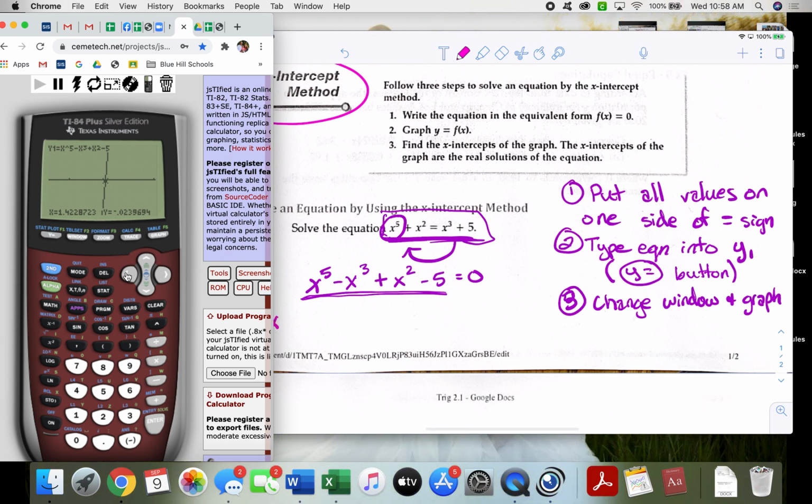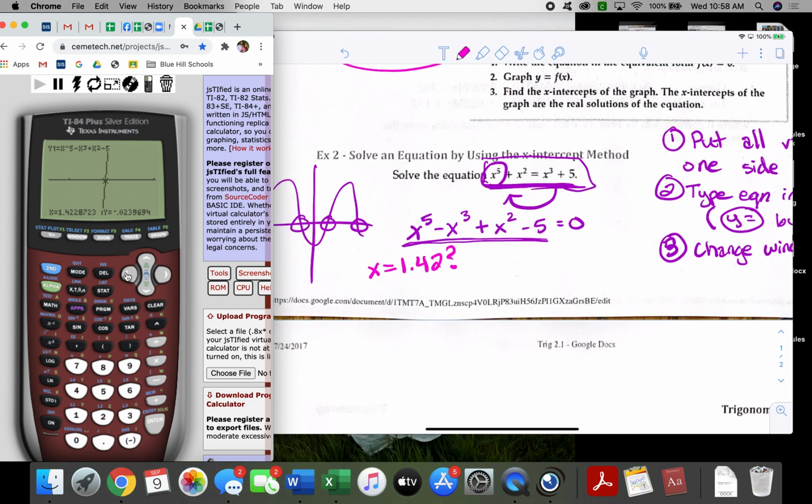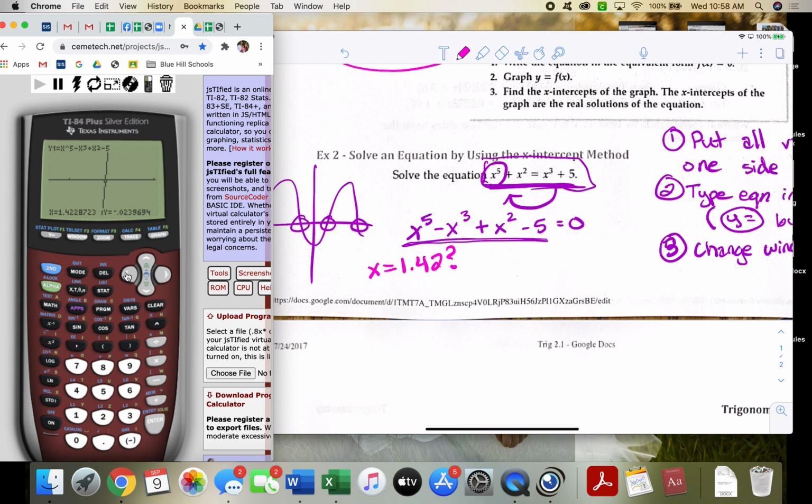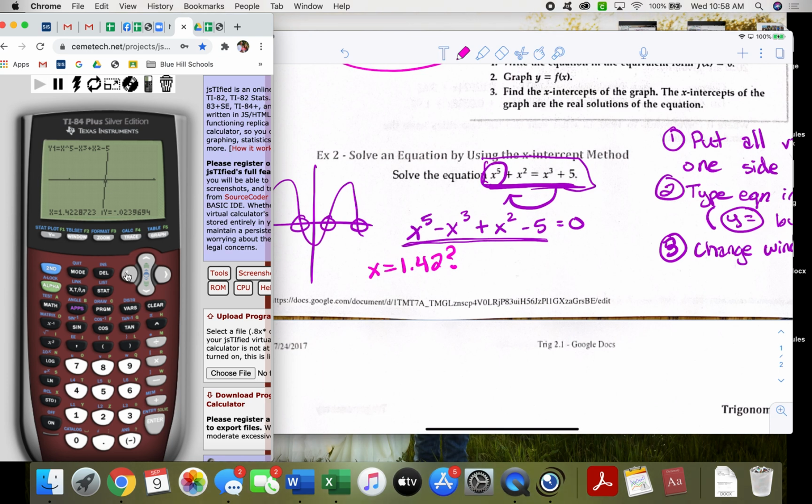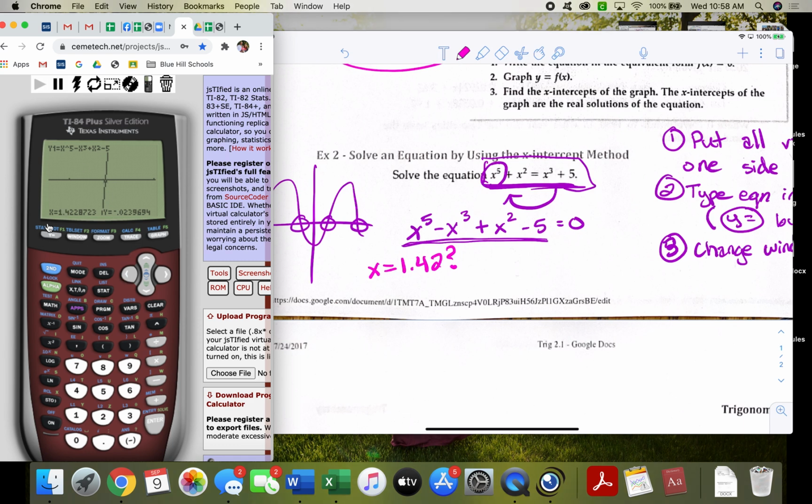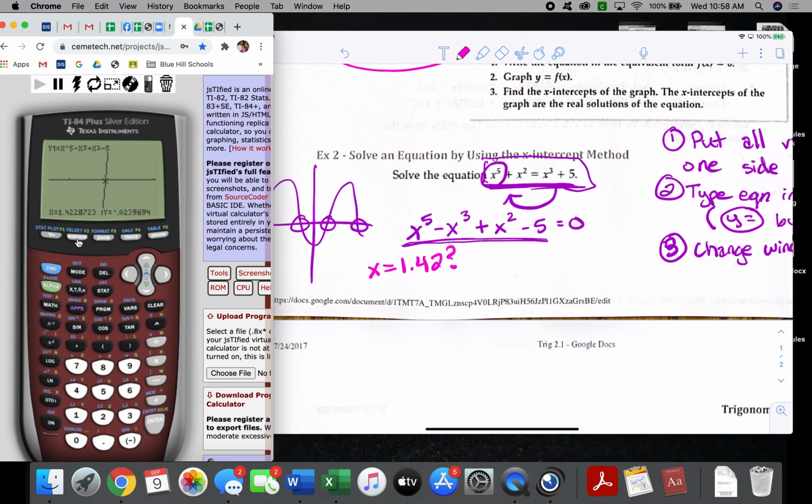I'm going to put it there. 1.42-ish. There you go. Okay, now what I'm going to do is, do you guys remember the table feature when we did sequences? We did like a table and then it would bring up like the first term is this, the second term is this, okay? We're going to do a table, but before we do a table, I want you to go to the table set button, which is second window, okay?